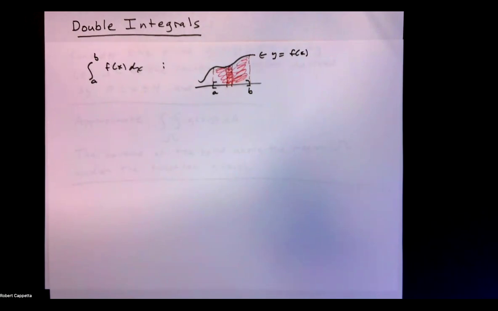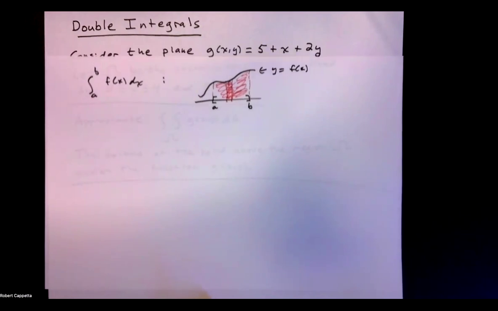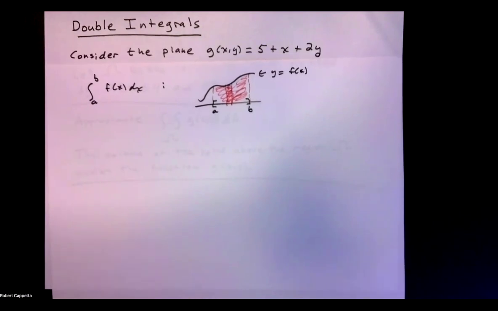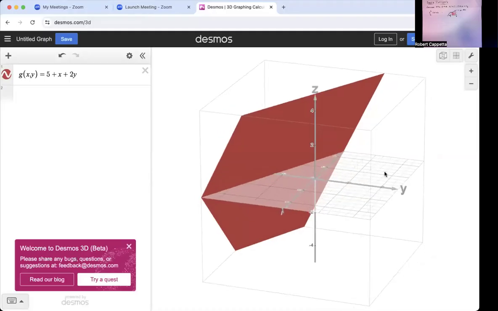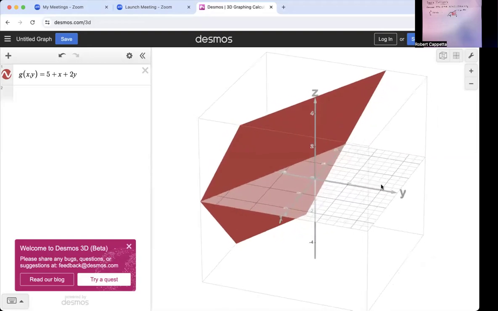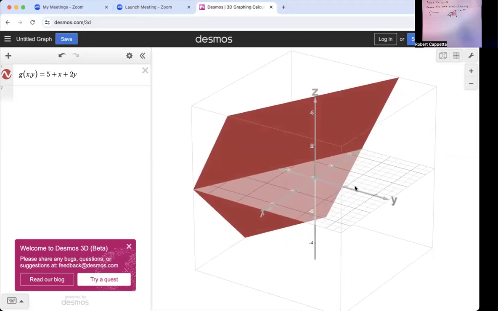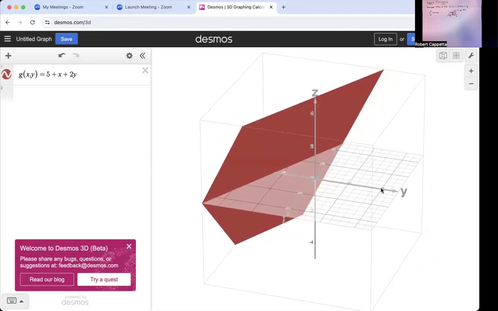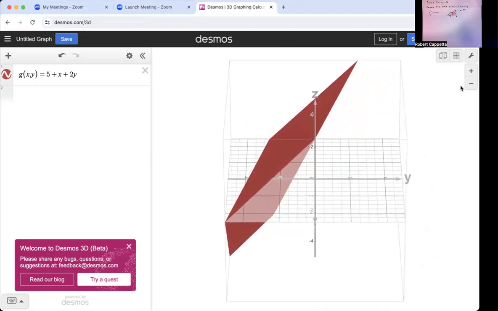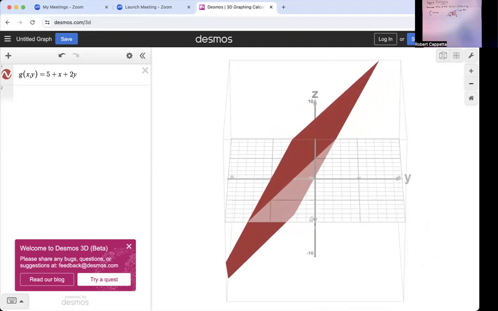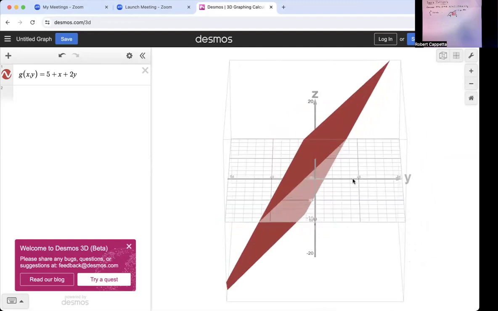Now, what will a double integral be? I want you to consider the plane g of x, y equals 5 plus x plus 2y. Let's visualize that first. We see the plane here. We see x coming out, y going left to right, and that is a plane that goes infinitely in all directions. We could zoom this out more to get a feel for just how big this thing gets. It gets quite big.